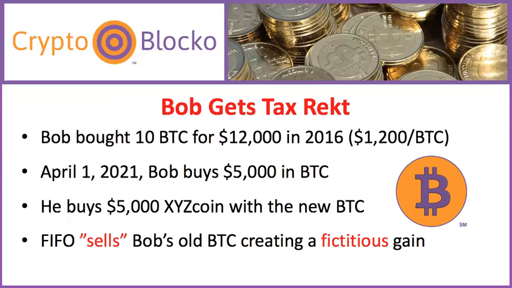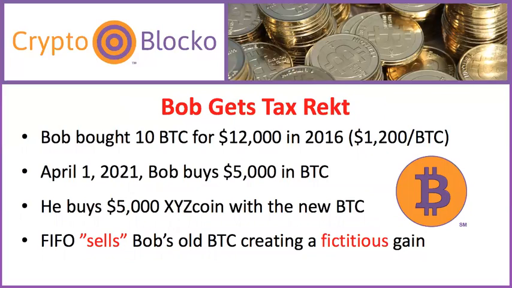So Bob gets tax wrecked. Bob bought 10 BTC for $12,000 in 2016, which means it's $1,200 per Bitcoin. Then on April 1st, 2021, Bob buys $5,000 in Bitcoin, and then he buys $5,000 of XYZ coin with the new BTC. So basically he goes to his favorite exchange.